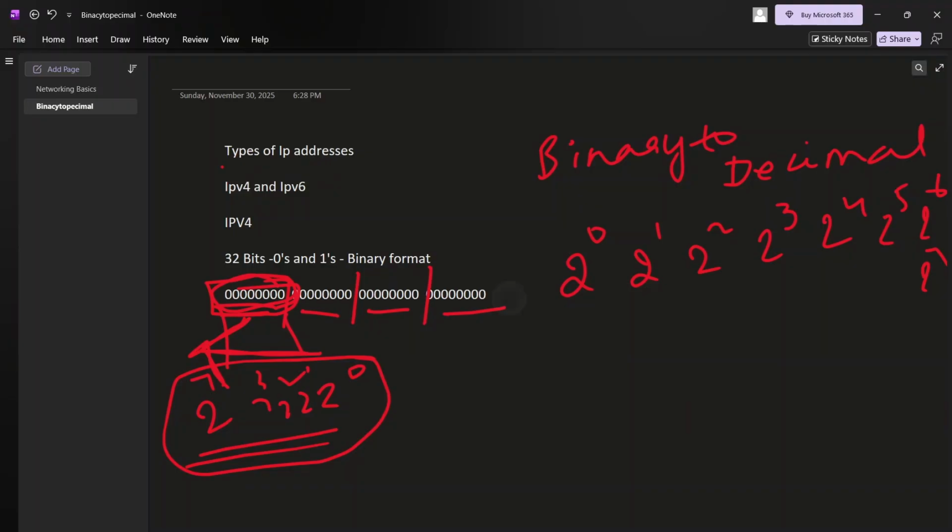So this is the starting value. As I said, zeros and ones: if you take all zeros, that is the starting value, and if you take all ones, 32 ones, that is the maximum value. 1, 2, 3, 4, 5, up to 32.